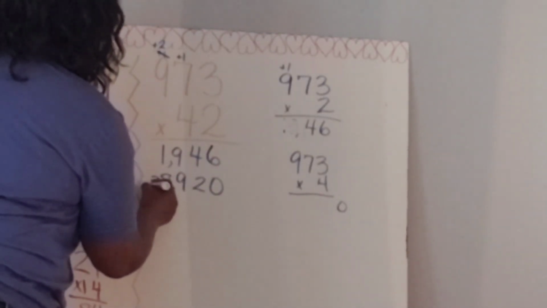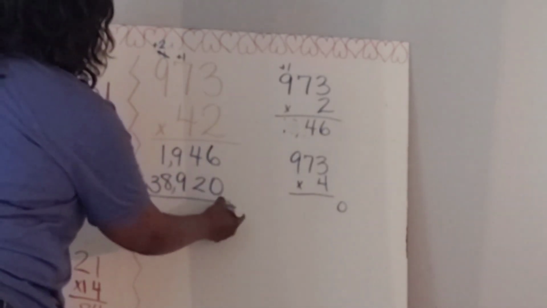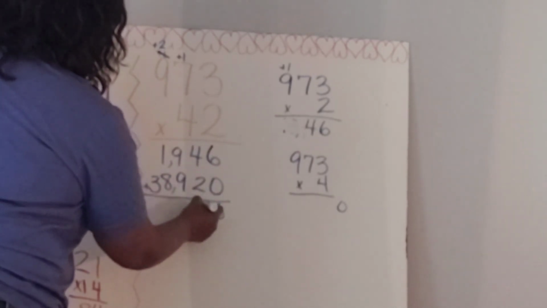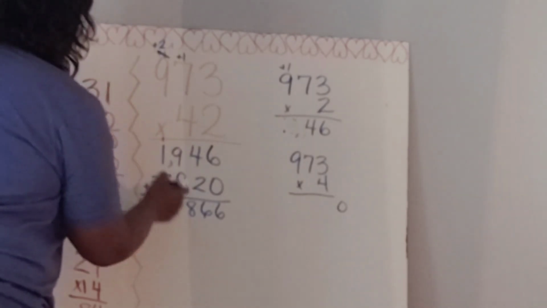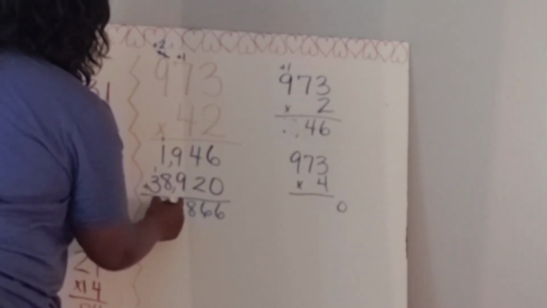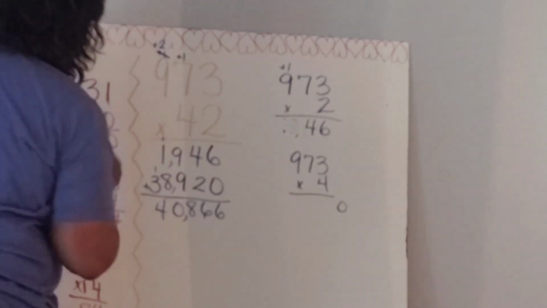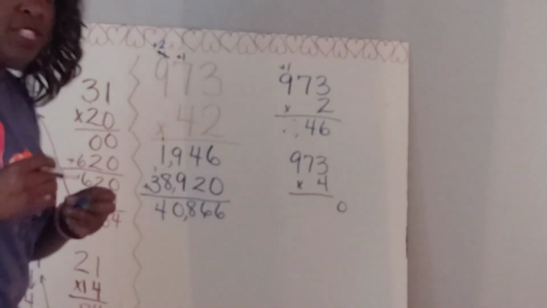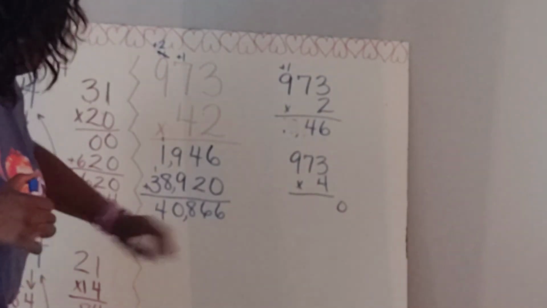And then I simply add my partial products. 6 plus 0, 4 plus 2, 9 plus 9, and carry over the 1. 1 plus 1 plus 8, 10, and carry over the 1. 1 plus 3, 4, and 1, 2, 3 places from the right goes our comma. So what is our answer? 40,866. Okay, simple as can be.